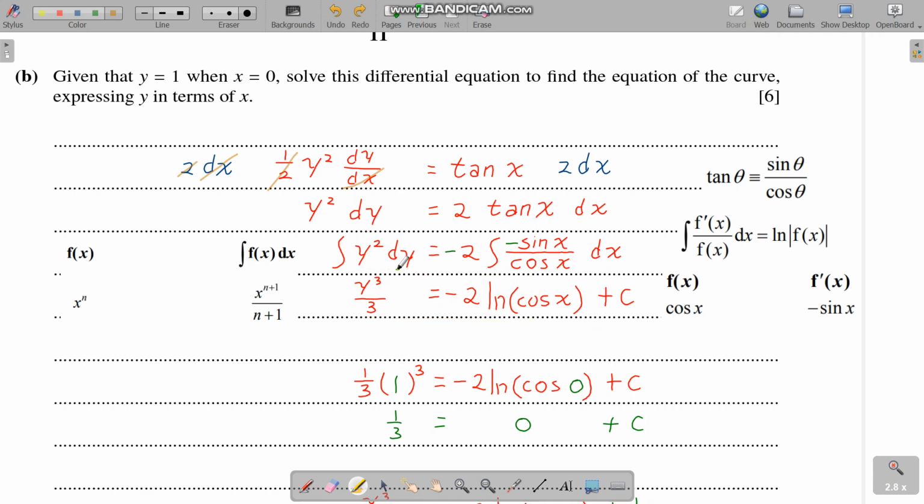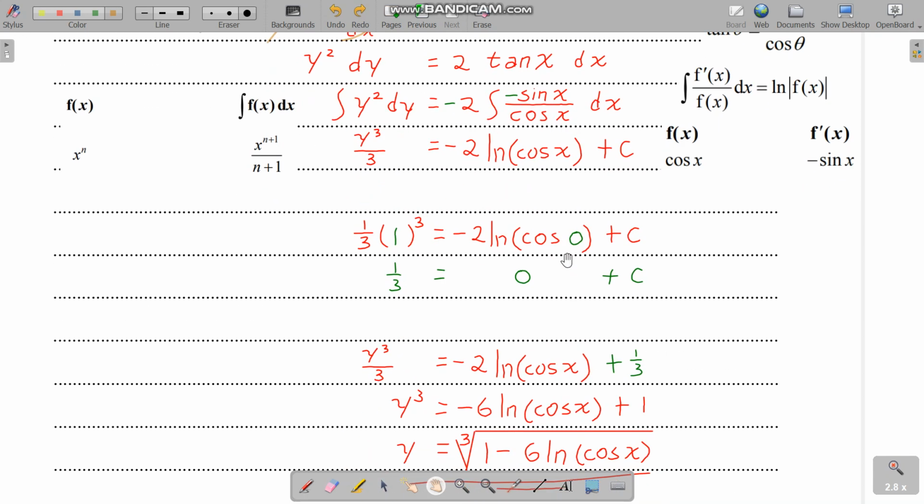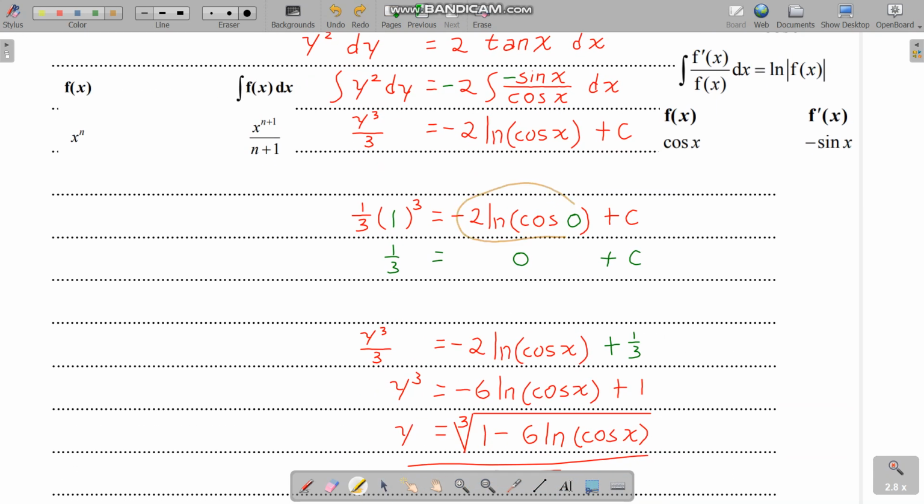To find the particular solution, we plug in y equals 1, x equals 0. So the y is 1, the x is 0, and we can find the value of c. Use your calculator, you will get 0 here. And after we have c, we now have the particular solution.